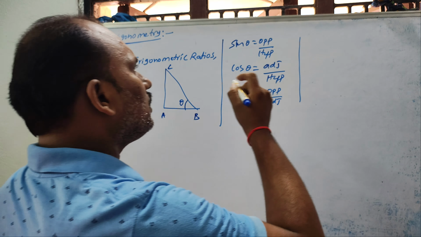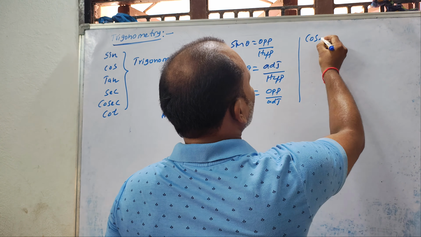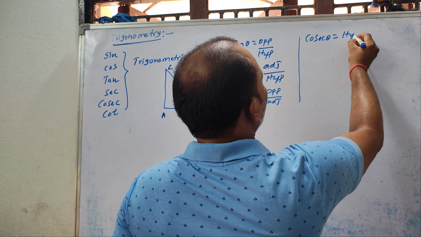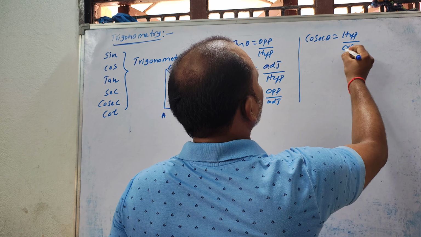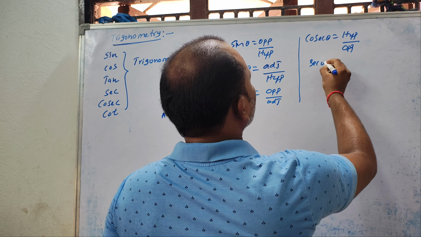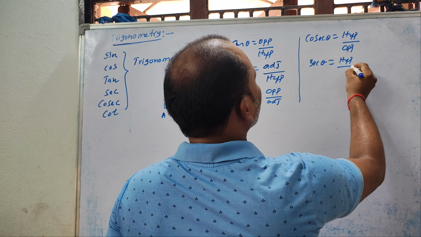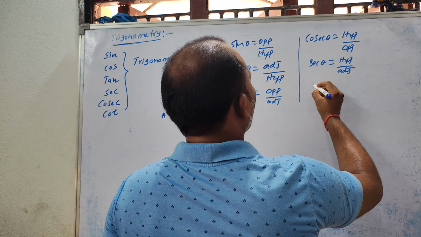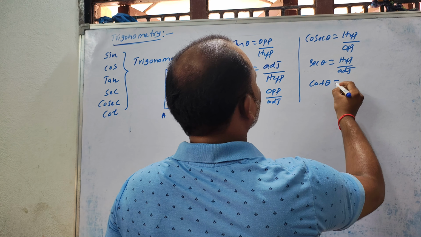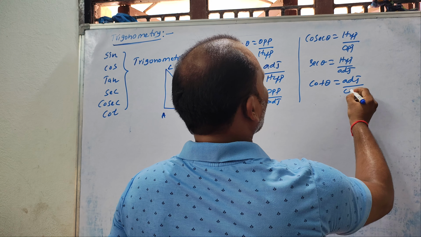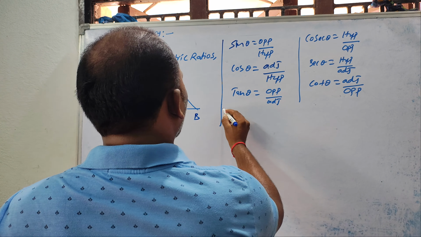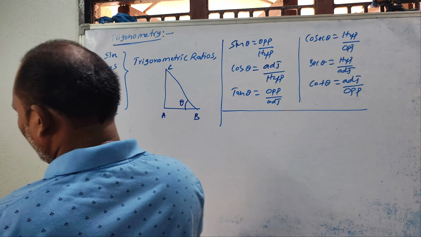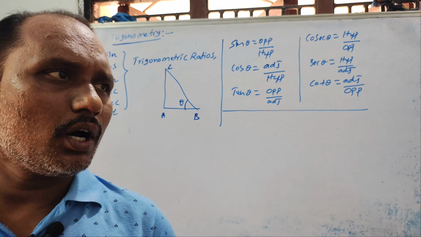Next, the reciprocals. Cosecant theta is equal to hypotenuse by opposite. Secant theta is equal to hypotenuse by adjacent. Cot theta is equal to adjacent by opposite. These are the formulas we must learn, everybody.